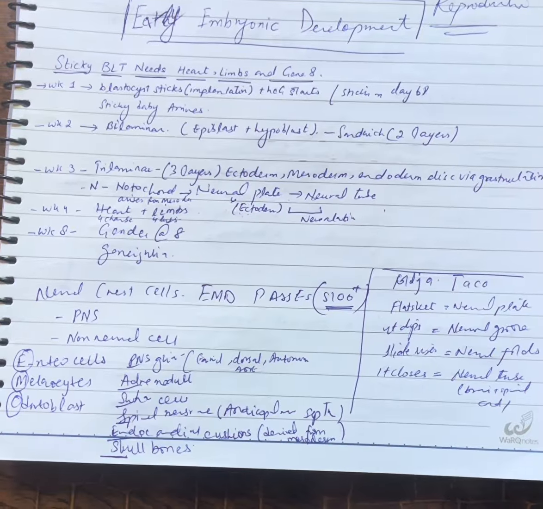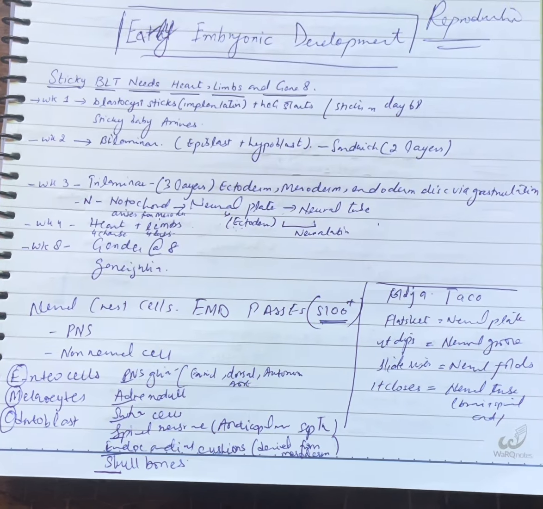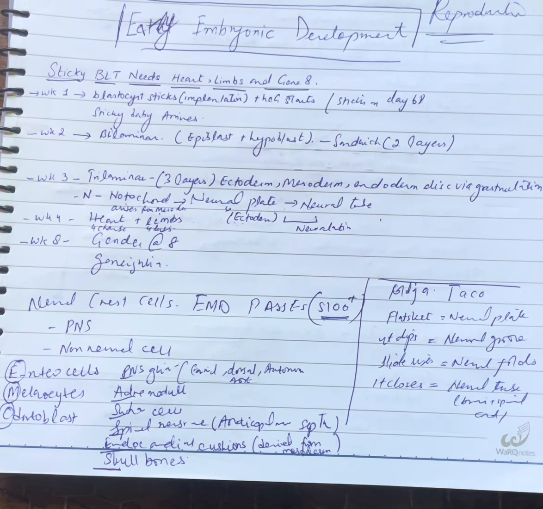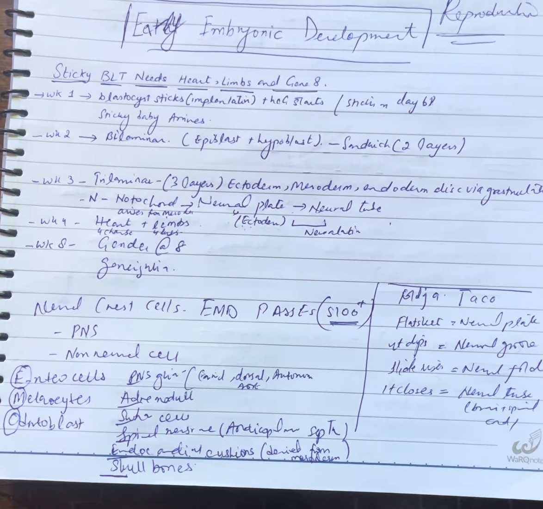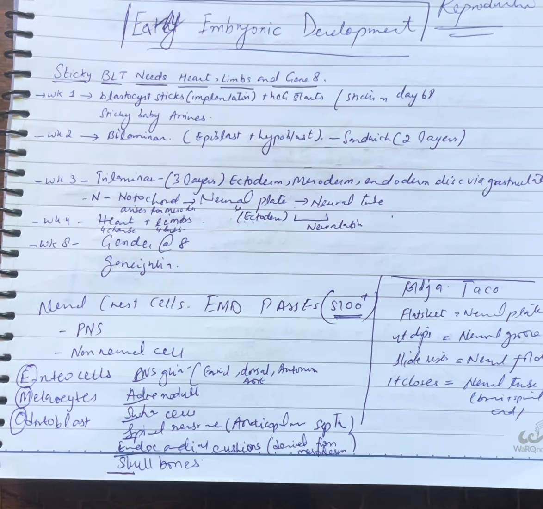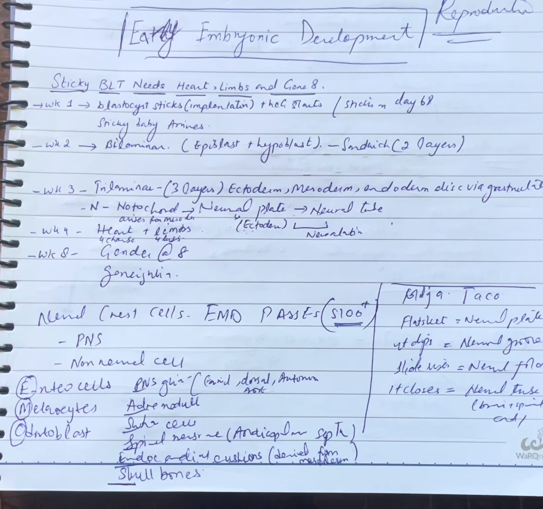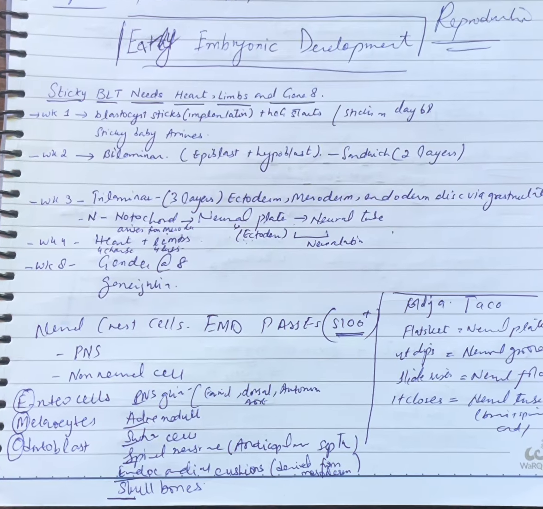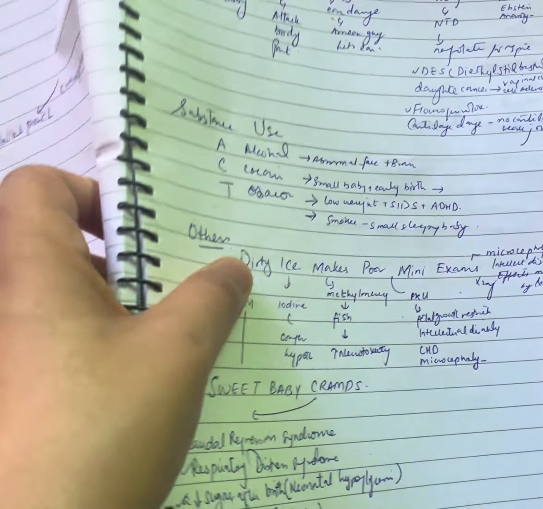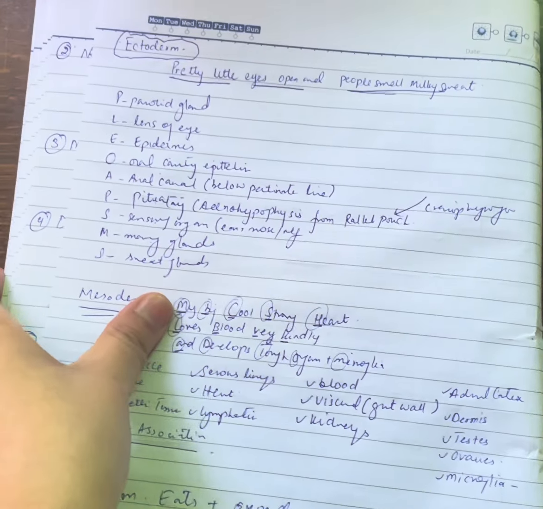Then we have the adrenal medulla, then the Schwann cells, then the spiral membrane and endocardial cushions, and the other S is for the skull bones. So the derivatives of the neural crest cells can be remembered by the mnemonic EMO passes. Then let's move on. Next are the derivatives of the 3 layers.